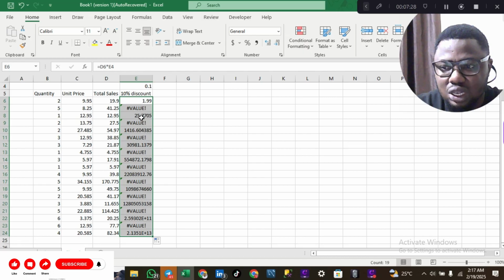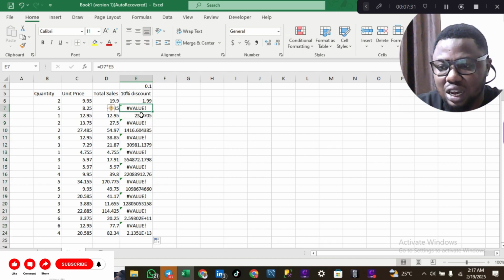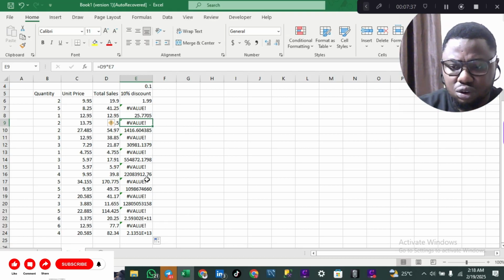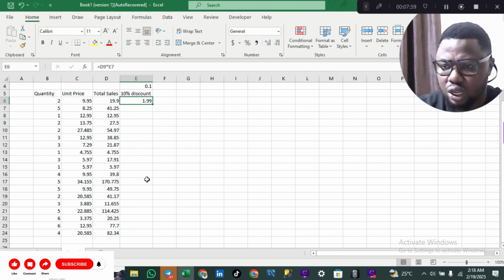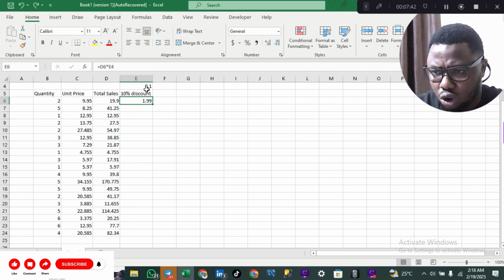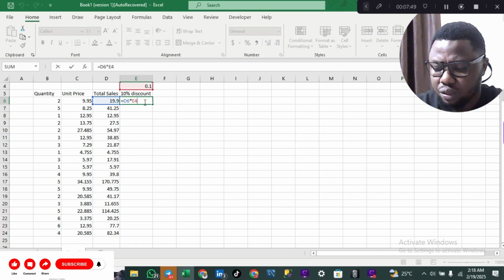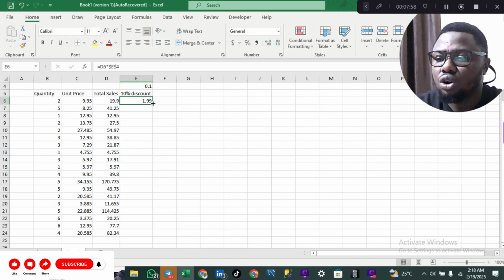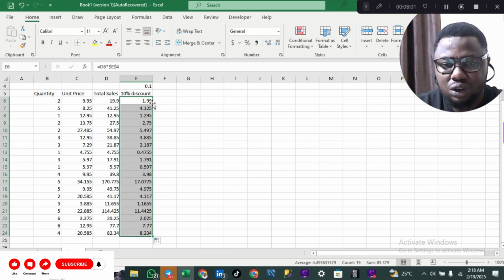Why is there error? Because this cell is moving down this line, and because it's moving down, it's giving us a wrong calculation. So what do we need to do? We need to lock up this place. How do we lock it up? You come here in your calculation, open it, and put the dollar sign like this. Once you put the dollar sign, you can now calculate, so all your answers will be calculated very well.